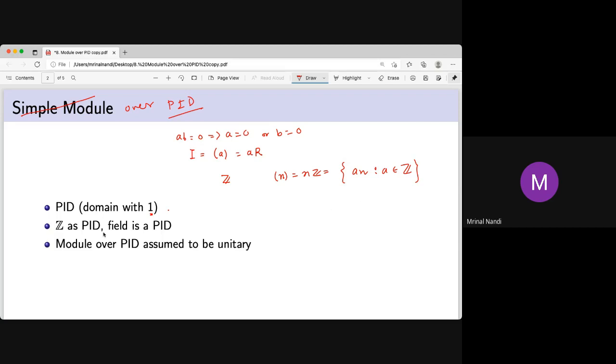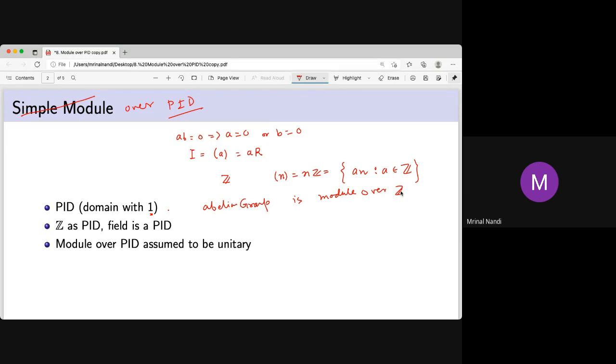Now Z is a PID, and we know that any abelian group is a module over Z. That means a module over a PID. So we actually want to generalize this idea of abelian group. Abelian group is a module over Z. Now we are going to generalize this idea to modules over a more general class of rings called PID. So Z is a PID, then obviously the abelian group is a module over a PID.